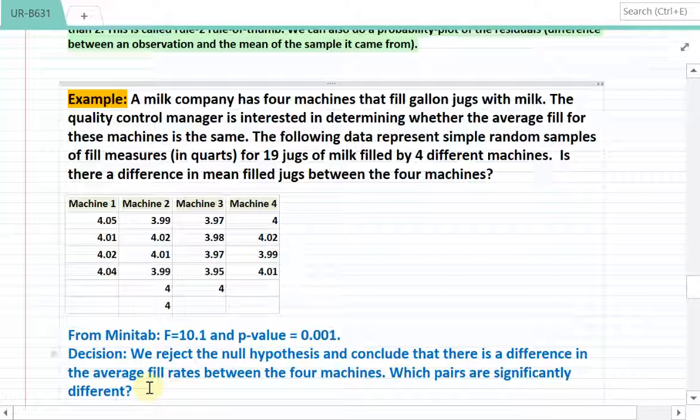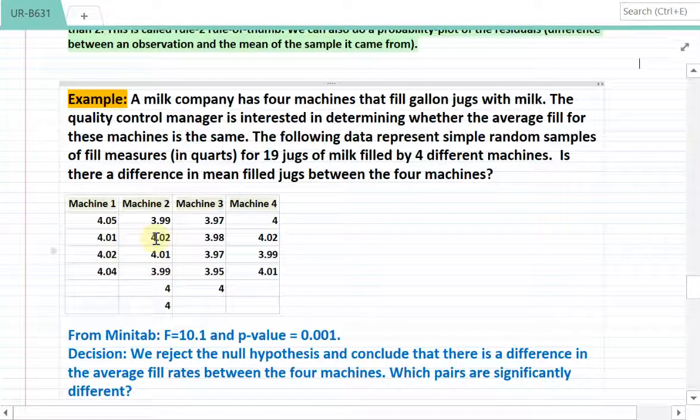Well, we're saying there is a difference in the fill rate in the machines 1, 2, 3, 4. Well, can we compare and see which one or ones are different? Maybe mu1, mu4, machine 1, machine 4. Look at machine 1, machine 4. They look about the same. So I'm sure there's no difference between them.